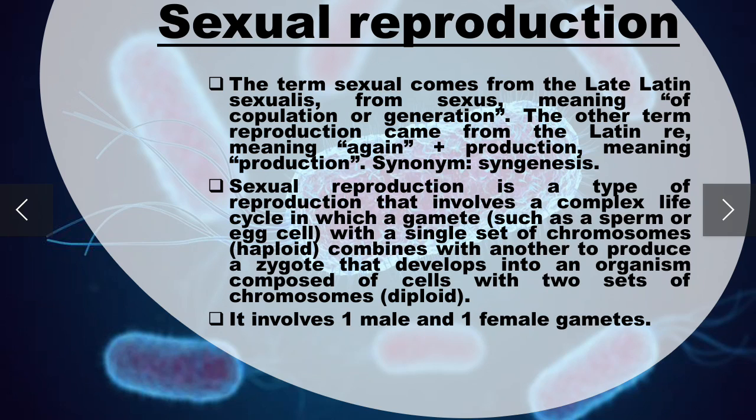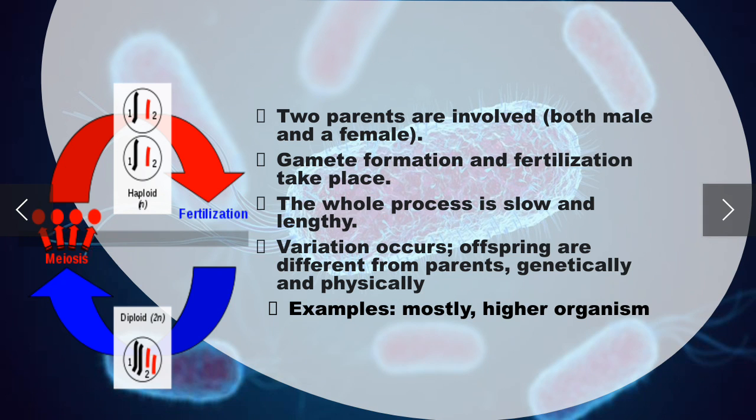Okay, come to the point. Sexual reproduction. The term sexual reproduction comes from a Latin word. In this, two parents are involved. One is male and the other one is female. Both parents mate with each other.